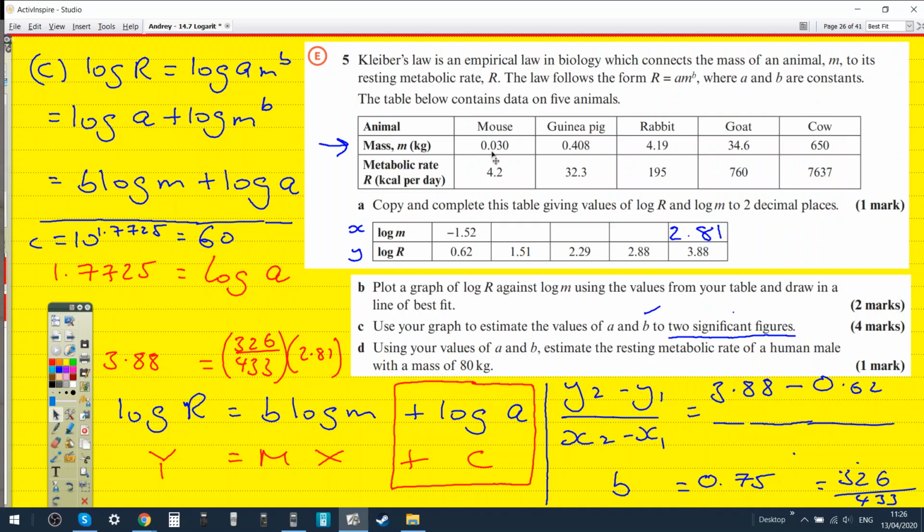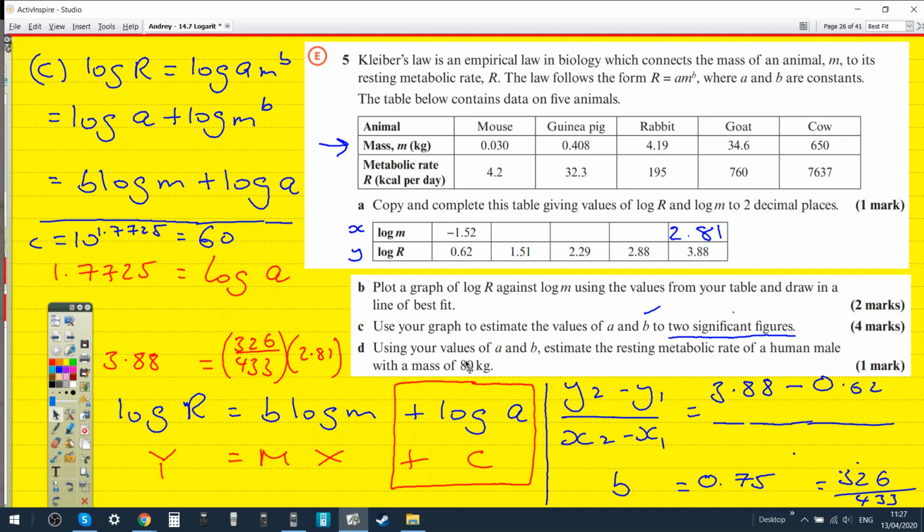Let's see. So complete the table, just do the log of each thing. Then plot the graph, it's just a normal line of best fit. The gradient of the graph is y2 minus y1 over x2 minus x1. We just have to make sure that's the right way around. And then to get A, C isn't A, C is log A. So sub in the y, the m, the x, and get the C, which is log A. So log A is equal to that, and A is 10 to the power of that.